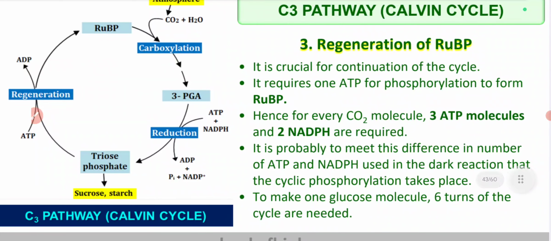Next is regeneration. It is crucial for continuation of the cycle. It requires 1 ATP for phosphorylation to form RuBP. Hence, for every CO2 molecule, 3 ATP molecules and 2 NADPH are required. It is probably to meet this difference in number of ATP and NADPH usually in the dark reaction that cyclic phosphorylation takes place. To make one glucose molecule, 6 turns of the cycle are needed.